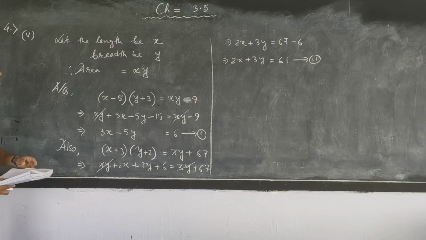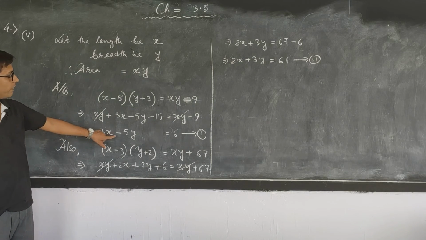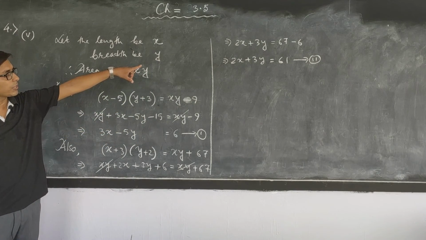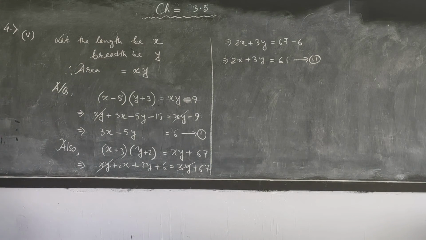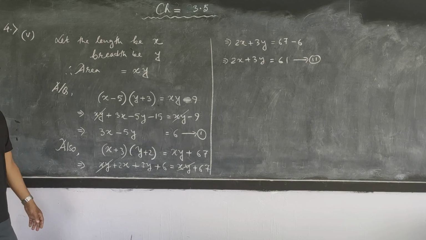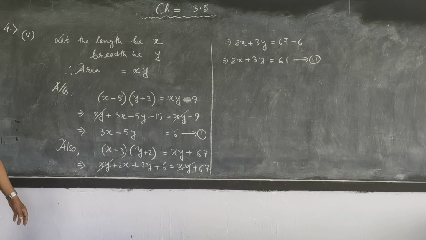Now we have two equations. Equation number 1, that is thrice x minus 5y is equal to 6, and the new equation, equation 2, that is twice x plus thrice y is equal to 61. Now solving these two equations, you will get the value of x and y, which will give you the length and breadth of this rectangle. Okay, dimensions of the rectangle. Dimensions means you need to find out the measure of length and breadth.